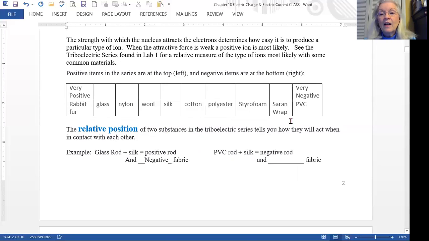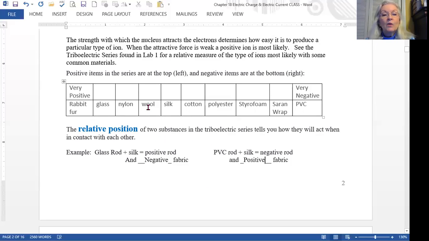Suppose we pick a different kind of rod. Suppose we have a PVC rod and a piece of silk. So the PVC rod hangs on to electrons. It's going to become negative. And the fabric, well, the fabric becomes the opposite of whatever the rod is. So if the rod is negative, the fabric is going to be positive. Right?